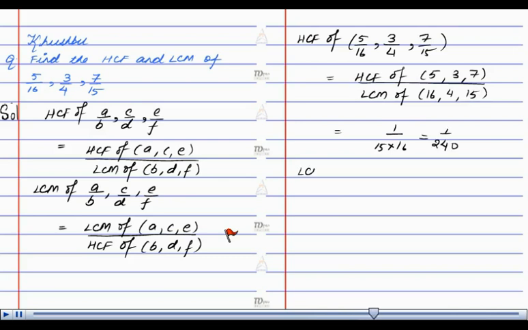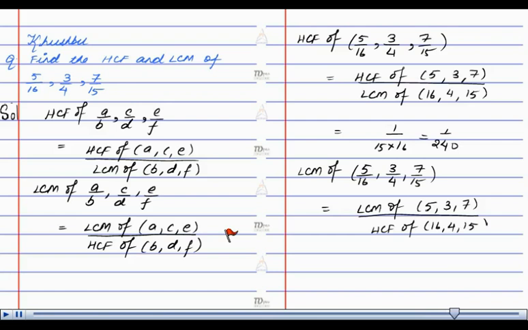The LCM of 5 by 16, 3 by 4 and 7 by 15 comes out to be the LCM of 5, 3 and 7 divided by the HCF of 16, 4 and 15, that is 105 by 1, that is 105. This is the required solution.